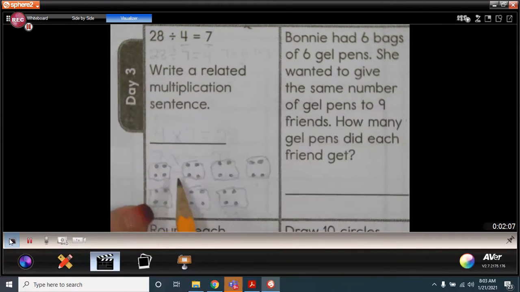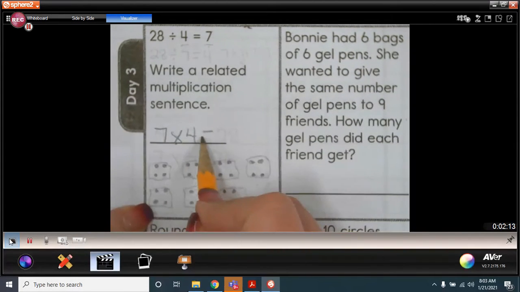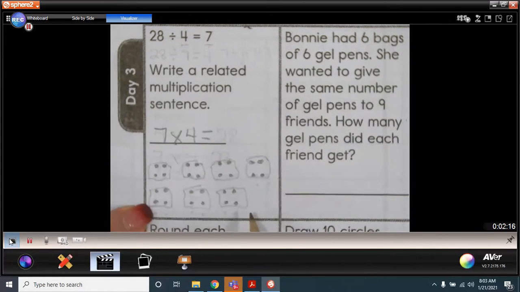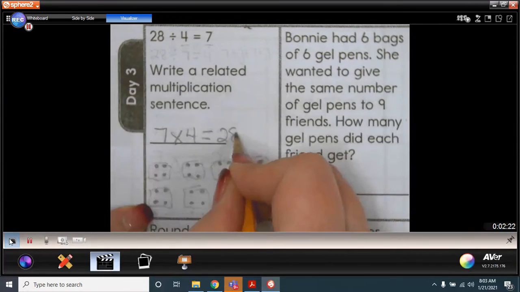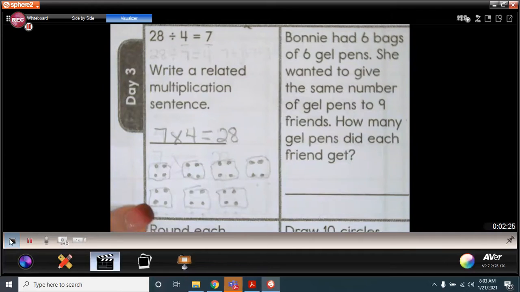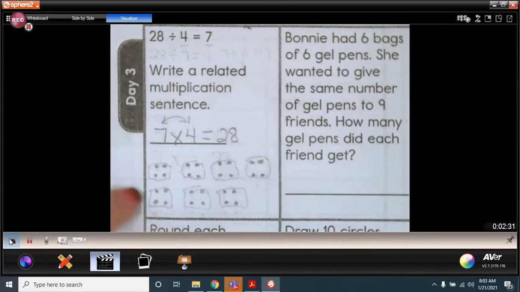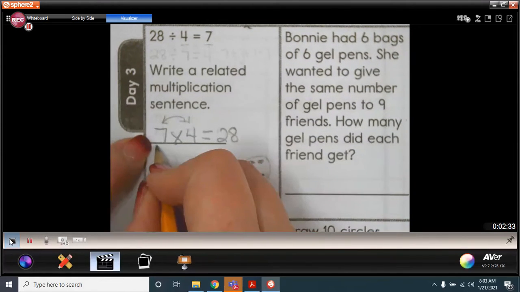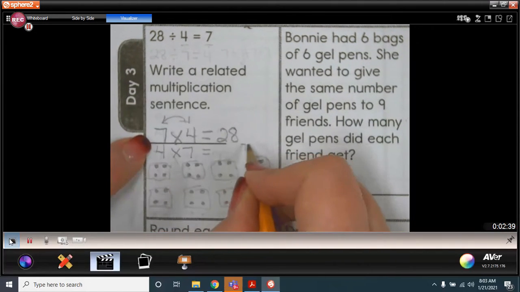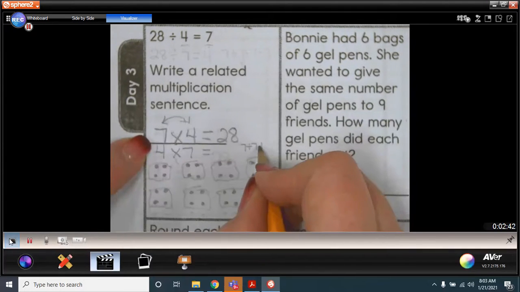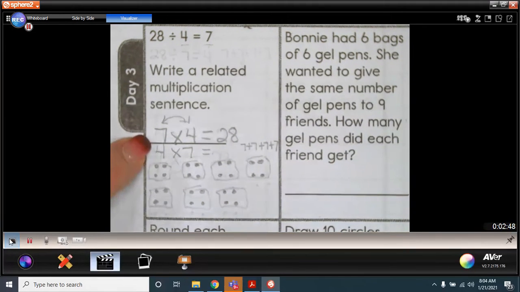So if I have 7 groups of 4, if I were to count all of these back up, which I shouldn't need to because you just heard me count them all out, I would get all of them together as 28 total objects. Now remember, we can switch these factors around and write another multiplication sentence, and we could have 4 groups of 7. And 7 plus 7 is 14, and another 7 would be 21, and another 7 would be 28.